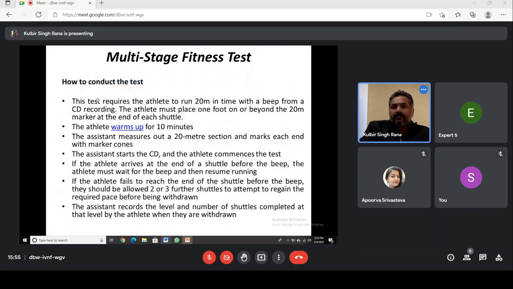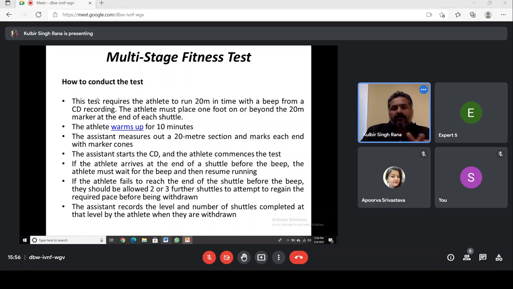How to conduct? First of all, the test will require the athlete to run 20 meters in the time of a beep from the CD recording, as we have discussed in yo-yo, no? So it is a 20 meters test. Yo-yo is 25 meters, right?